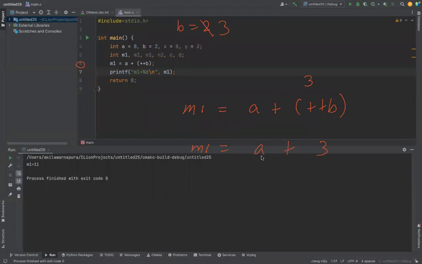Okay. Then what is the A value? A value is 8. So M1 is 8 plus 3. The value is 11. M1 is 11. That's how the M1 happened.